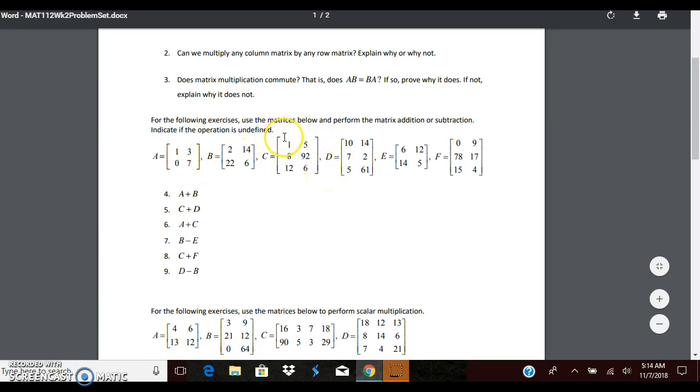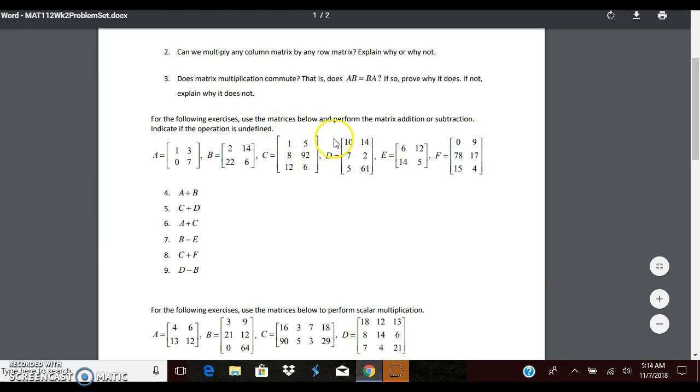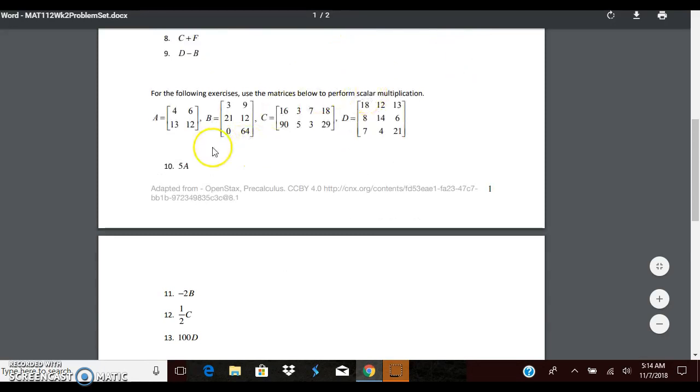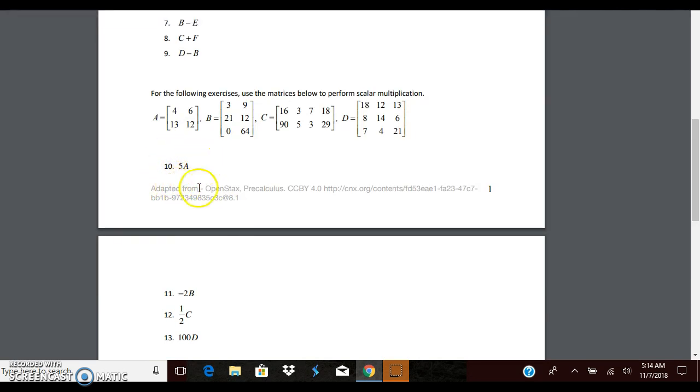What we're doing is we're adding where each of the places, each row, each column gets added together. Down here, they wanted me to do a scalar matrix. So in order to do a scalar matrix, I'm really just multiplying the scalar, the term on the outside, by everybody on the inside. Think of it as a distributive law with multiple terms.